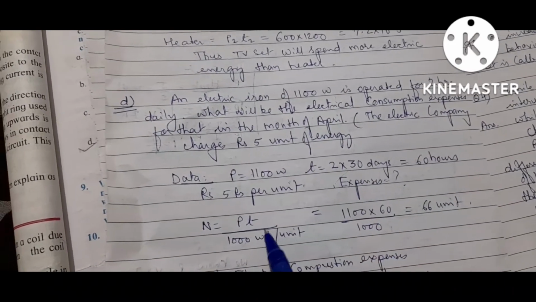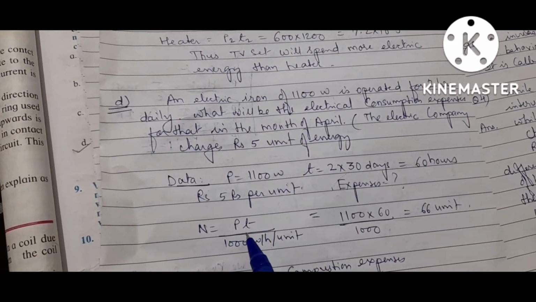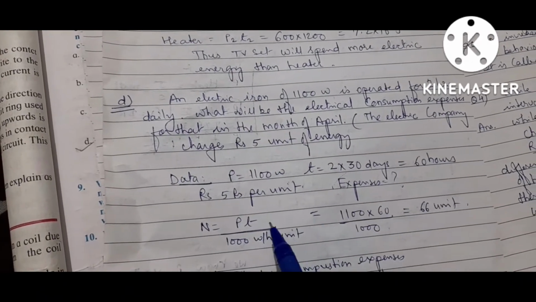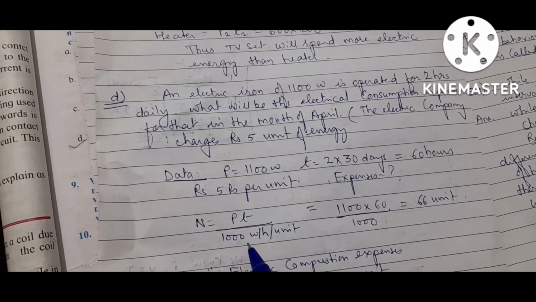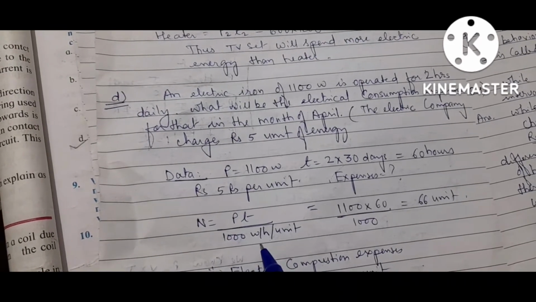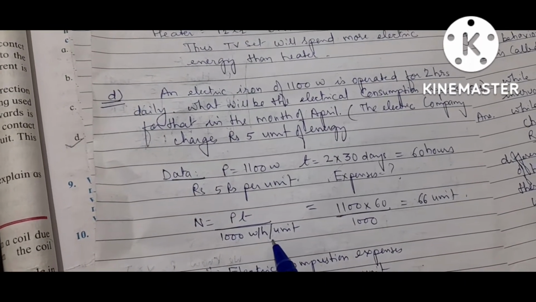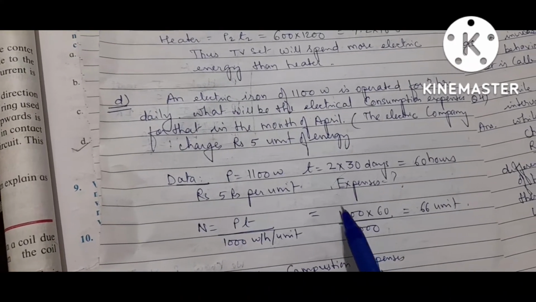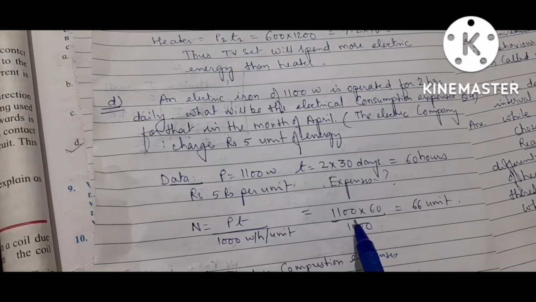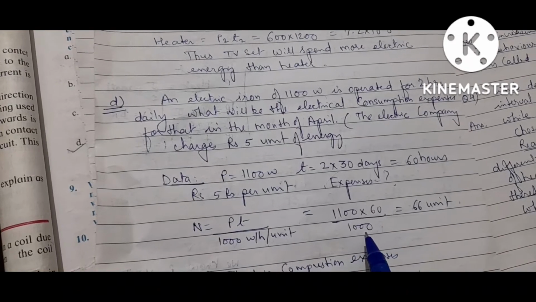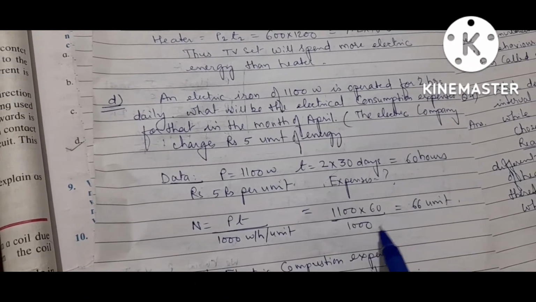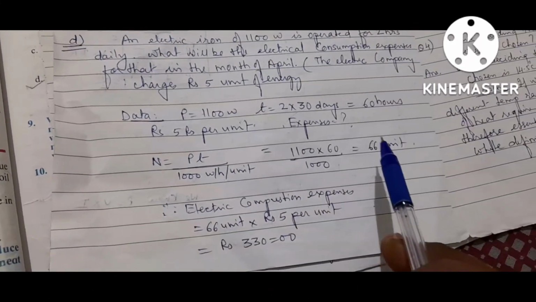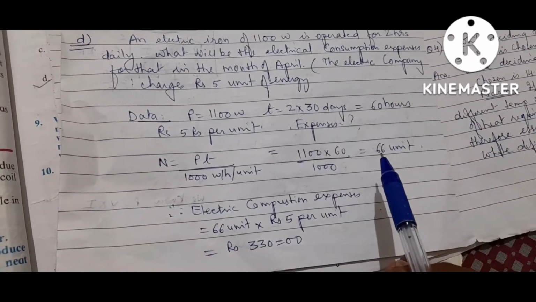We know that energy is P into T, that is power into time upon 1000, because we have to convert watt hour into kilowatt hour. So that will be 1100 into 60 upon 1000. If you multiply this, we get 66 units. So this is the electric energy consumed in the month of April.